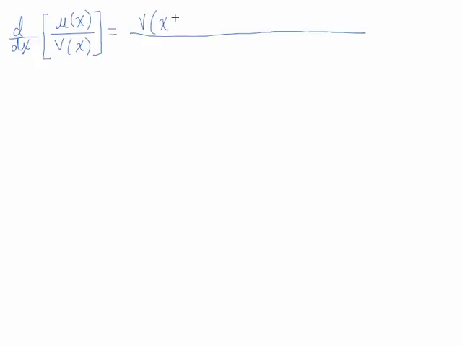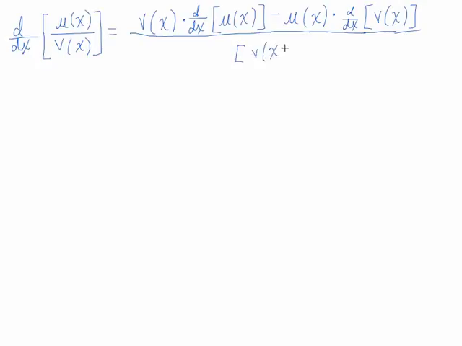It's a little long. Okay, it's the denominator v of x times the derivative of the numerator u of x minus u of x, the numerator, times the derivative of the denominator, all divided by the denominator squared.